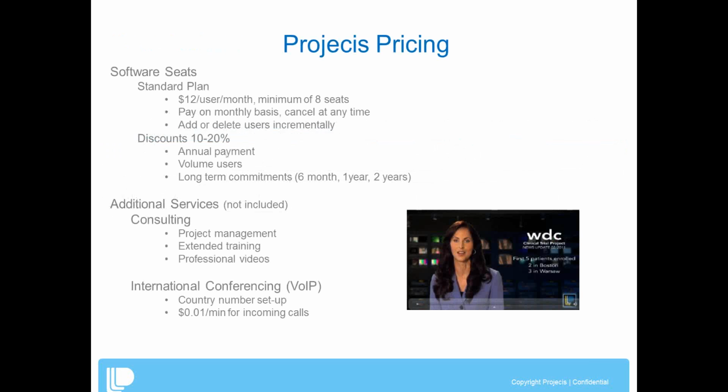We do have a variety of people that are considering Projecis, so I just want to throw this out there. I always do get the question, well, how much does the system cost? It is $12 per user per month with a minimum of 8 seats. You can pay on a monthly basis, you can cancel at any time, and you can add or delete users incrementally. So in essence, you only pay for what you use. There are discounts available based on annual payments, volume users, or commitments.